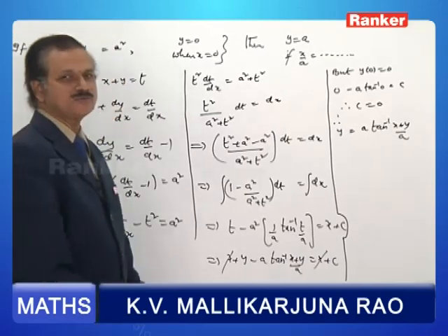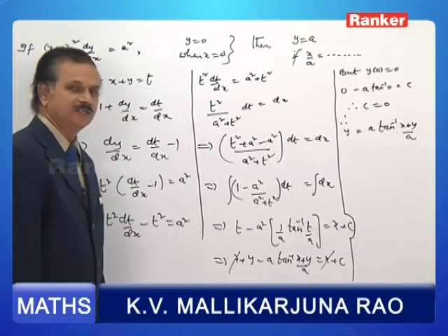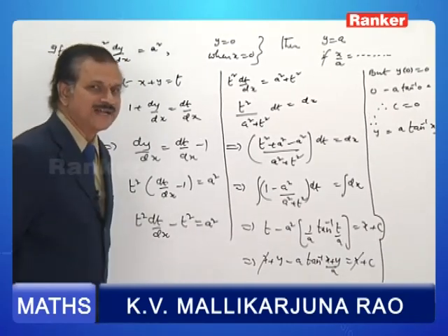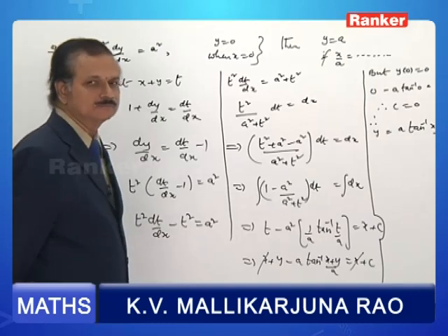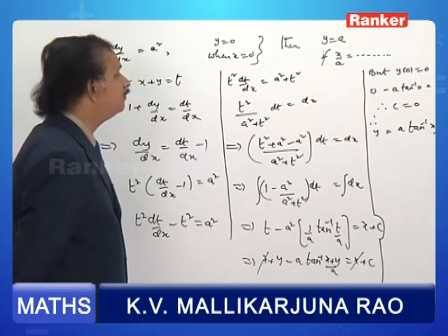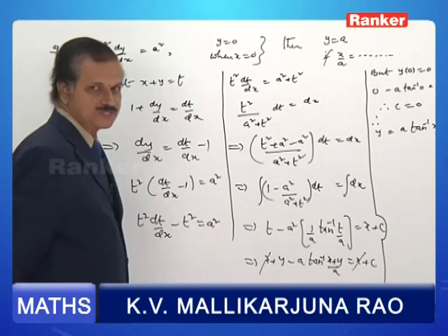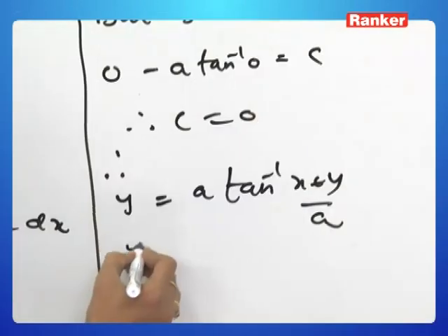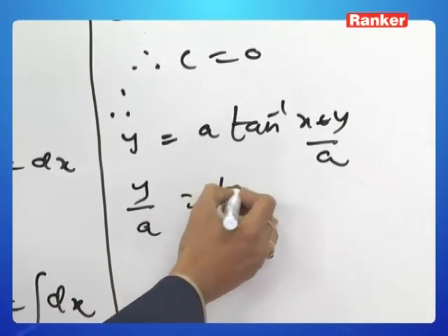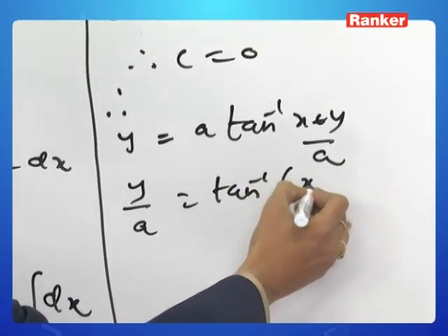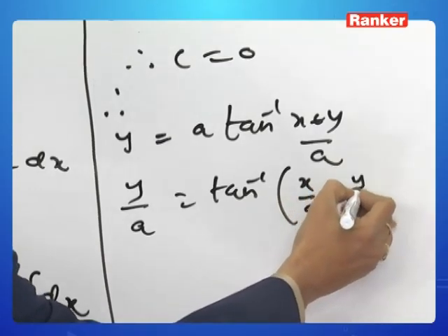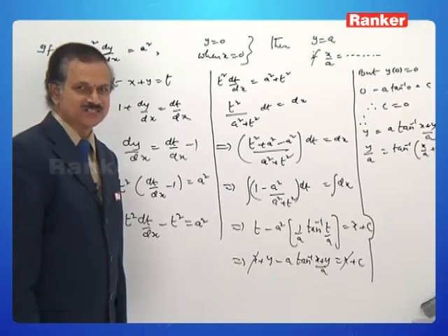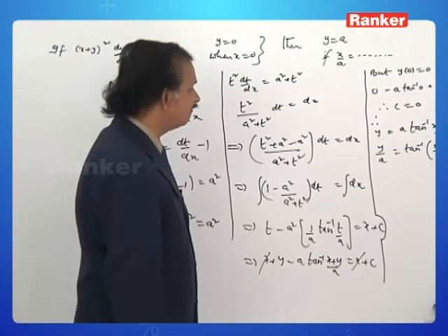Okay, up to that much we have got the solution, and we are required to find when does y become a? When does y become a? We shall see. Let us see. Therefore, it is y by a is equal to tan inverse of (x by a plus y by a). We like to have y is equal to a, isn't it? We like to have y is equal to a.